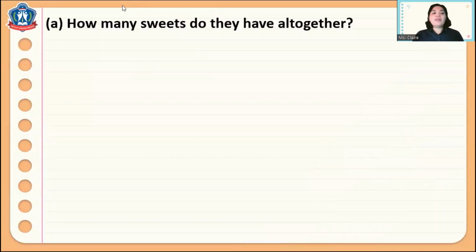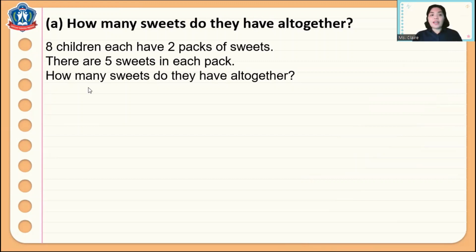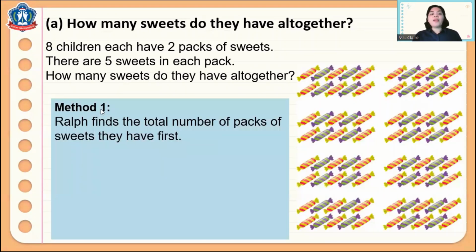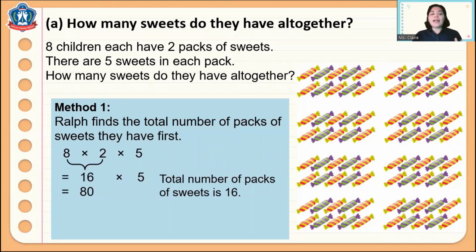Okay, I have here a problem. 8 children each have 2 packs of sweets. There are 5 sweets in each pack. How many sweets do they have all together? So remember, 8 children. Ralph finds the total number of packs of sweets they have first in this method. He multiplies 8 times 2. So the total number of packs of sweets is 16. Then multiply by 5, 80.